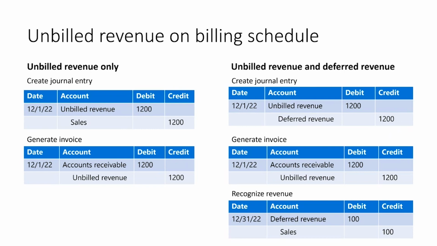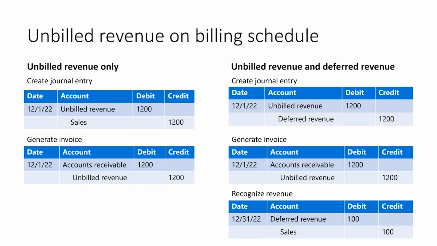So it'll debit your unbilled revenue and credit your sales. And then once you do generate that invoice, then it goes to your accounts receivable and credits back out the unbilled revenue. So depending on how often you bill, if you're just billing once a year, if you're billing once a month, that unbilled revenue will get reversed out every time you do the billing.